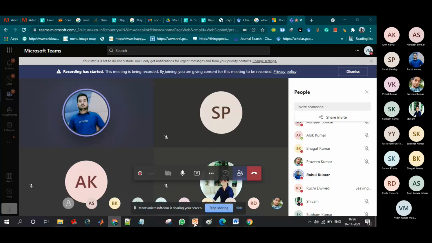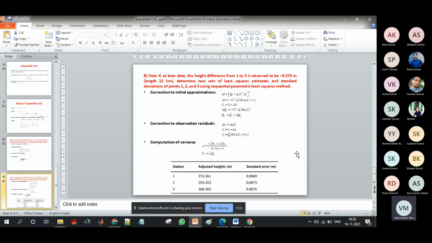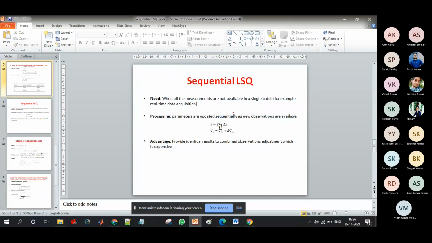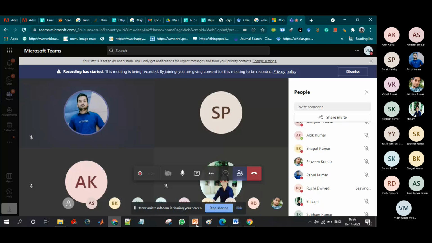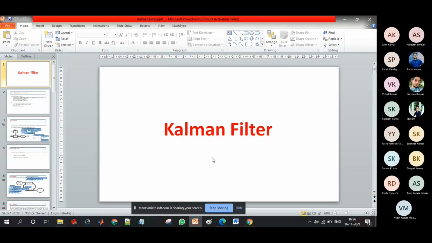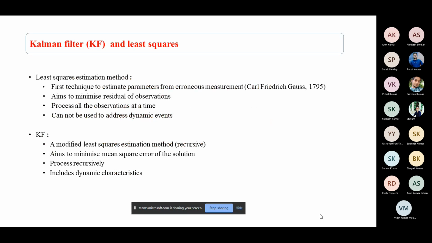Okay. So it was about sequential least square. I will share this. So try to solve these questions. Okay, sir. Okay, now we will discuss about Kalman filter. So take a break of 5 minutes and then we'll start.